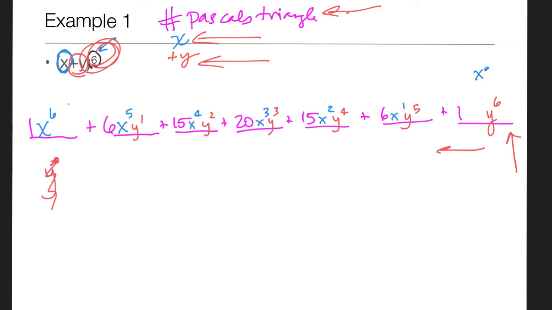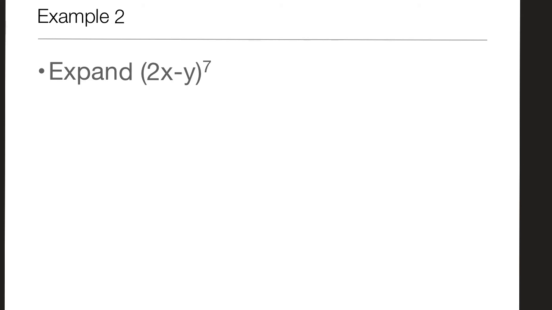Okay, so let me move this up and we'll try another example. Okay, so for this example, because this exponent is a 7, that means there's going to be 8 separate blanks that I need to fill in. 1, 2, 3, 4, 5, 6, 7, 8.